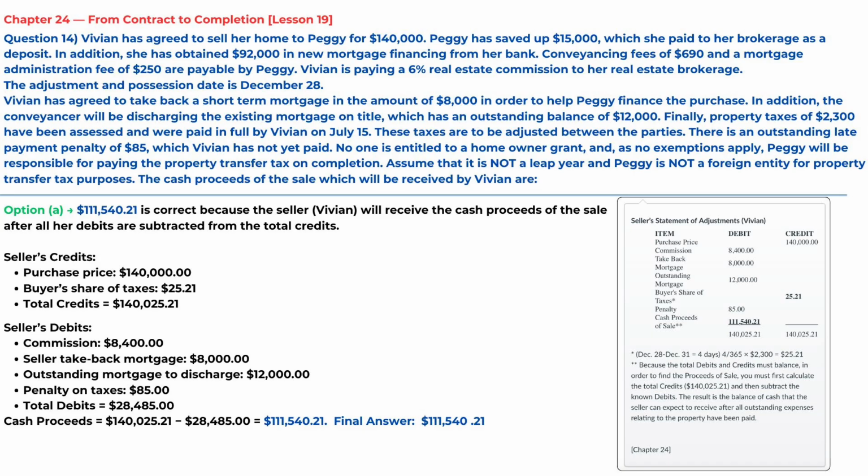total credit, $140,025.21. December 28 to December 31st equals 4 days. 4 divided by 365 times $2,300 equals $25.21. Because the total debits and credits must balance, in order to find the proceeds of sale, you must first calculate the total credits, $140,025.21, and then subtract the known debits. The result is the balance of cash that the seller can expect to receive after all outstanding expenses relating to the property have been paid.